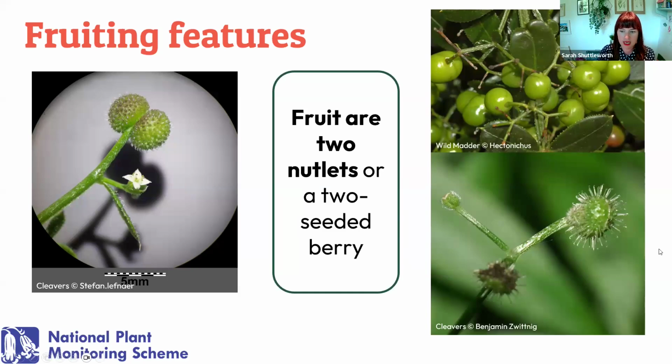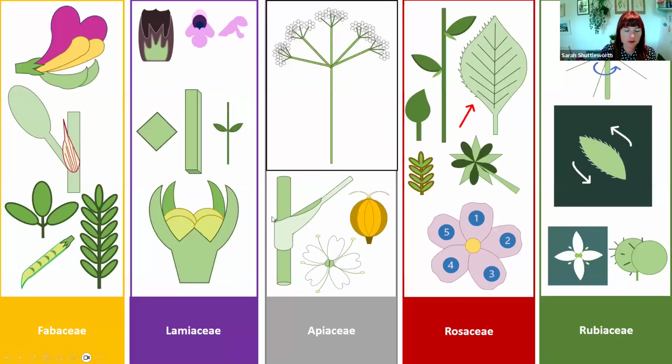And then fruiting features: essentially we've got 2 nutlets, or in wild madder we have a 2-seeded berry. But use your imagination as to what that really looks like. We've got these 2 little nutlets that are often bristly or haired or things like that, and that's what we always have. In certain species how they're arranged, or what shape they are, can be quite key. But generally they all form that thing.